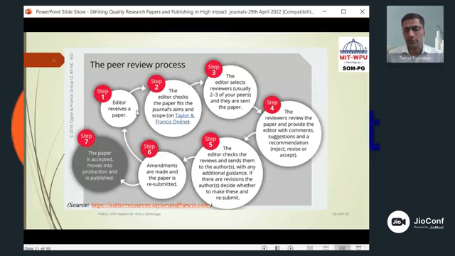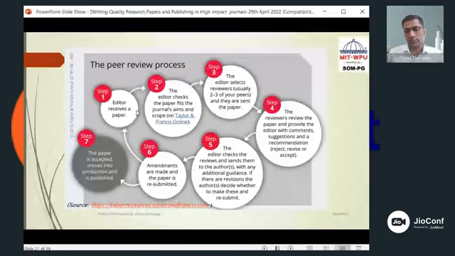The first preference will be given to the reviewers who have already reviewed the paper, so that whatever suggestions they have given, whether those suggestions have been incorporated or not, can be cross-checked. If that reviewer denies the invitation, then new reviewers will be identified. This process will continue till either the paper is accepted or the paper is given the review result as reject.